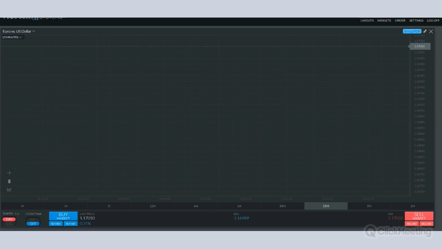We're going to start off by looking at a symmetric triangle, I suppose. We'll do that one first. We'll do a symmetric triangle, and we'll talk about what it looks like and what a breakout out of it would look like as well. So to begin with, I'm just going to start drawing price here.